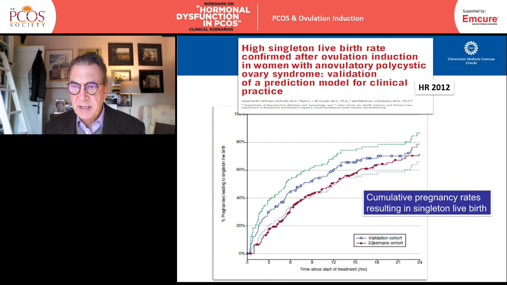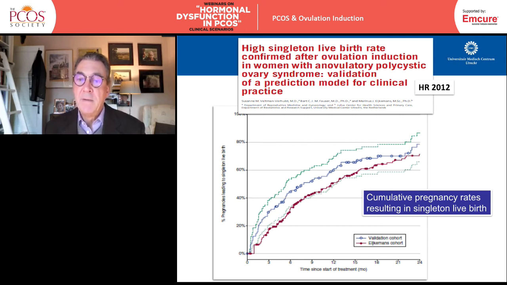This is our data, a prospective cohort follow-up study, where we looked at the cumulative pregnancy rates resulting in a singleton live birth. I think that should be the desired outcome with these conventional ovulation induction strategies. We did this first with René Eijkemans as first author, the red line, and we did a validation. This was Rotterdam patients. We did a validation later on in Utrecht. This is Utrecht patients, a prospective cohort follow-up study.